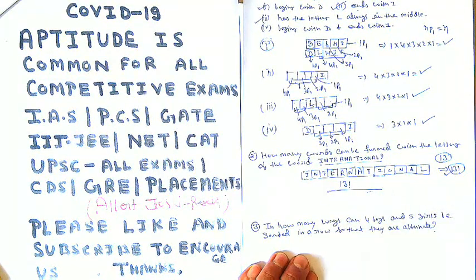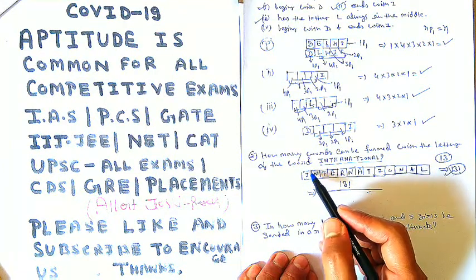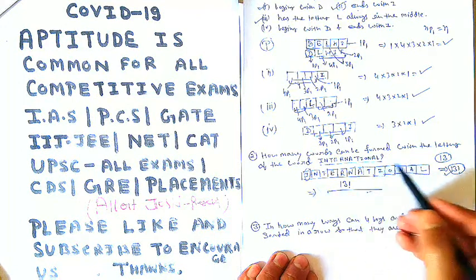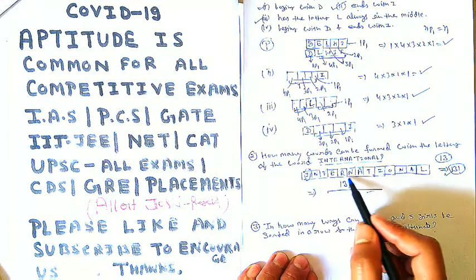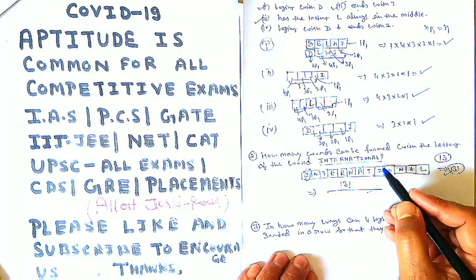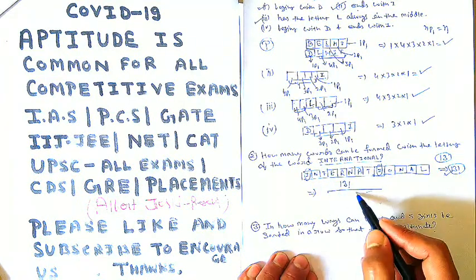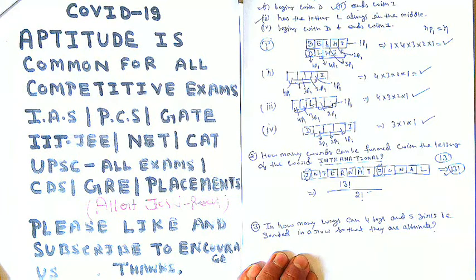But in this problem we can see that the letter I is repeating. I is also here, and there is also an I here. So I has come 2 times, so we will remove this repeated I.